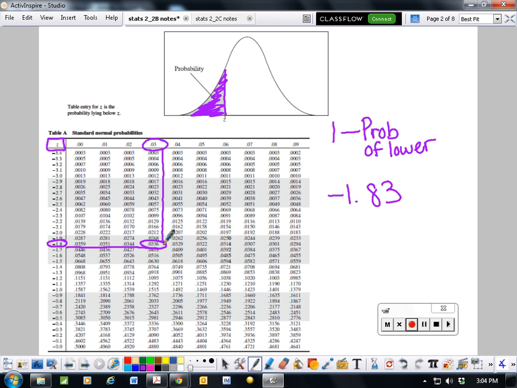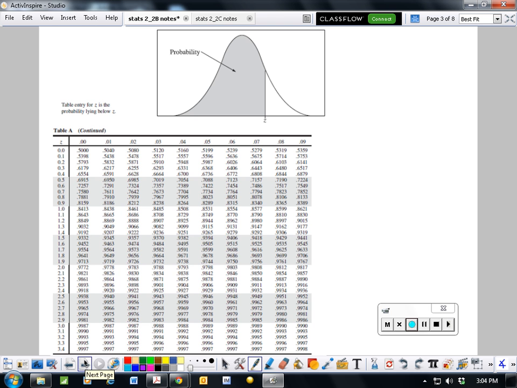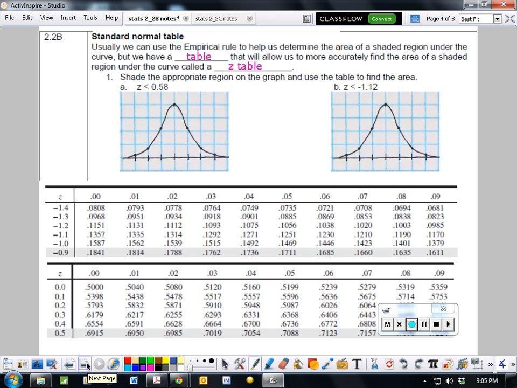These have all of our negative z-scores, which should occur on this half of our curve. But there's also another table for the positive z-scores, and that's going to occur on this side. So we'd want probability from here down, or the percentage. Okay, so standard normal table. Usually we can use the empirical rule, but we have that table and we talked about that. And the table is called a z-table because it is a table of all z-scores.